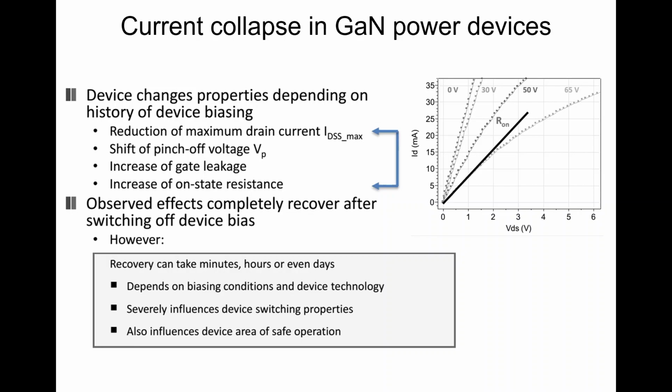So what is the current collapse? You have a static on resistance, and what happens is the device changes properties depending on the history of biasing. You bias the device, you stress the device, you remove it, and the on resistance is not the same. So obviously that's not what you want. The effect is a reduction of the current density, which is linked to the increase of on resistance.